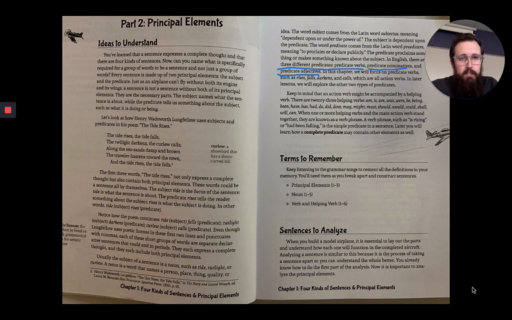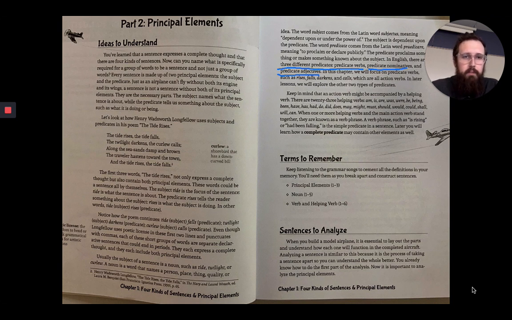Keep in mind that an action verb might be accompanied by a helping verb. There are 23 helping verbs: am, is, are, was, were, be, being, been, have, has, had, do, did, does, may, might, must, should, would, could, shall, will, can. And I have a challenge for you all. I want to see who can memorize those 23 helping verbs the fastest. So I want you to just try and memorize those.